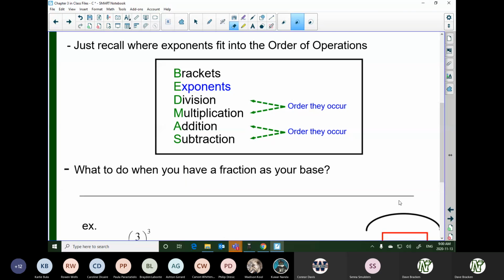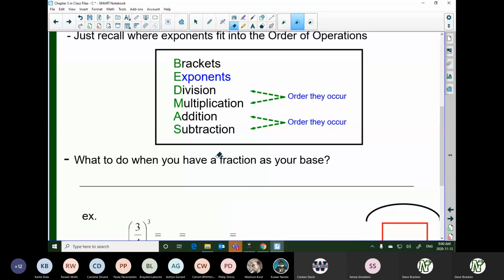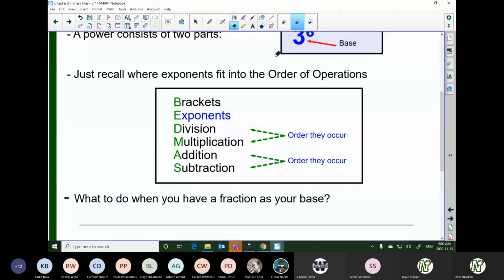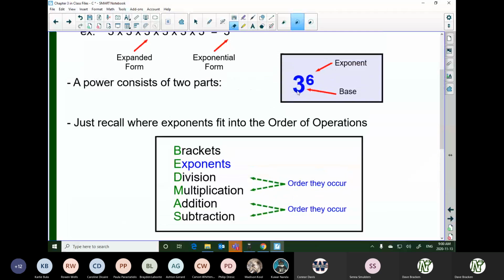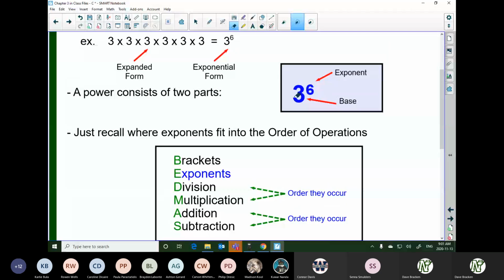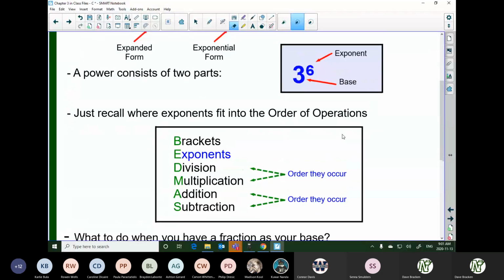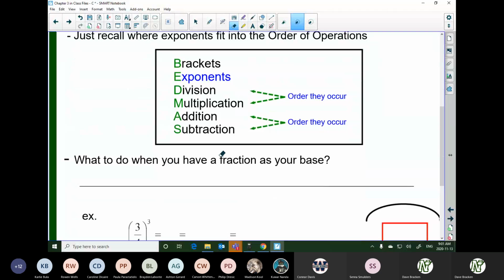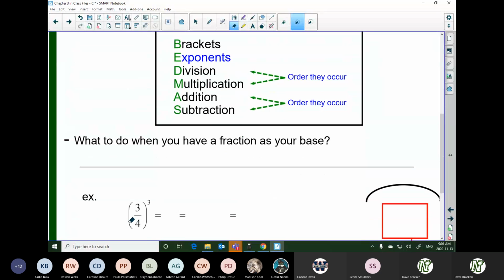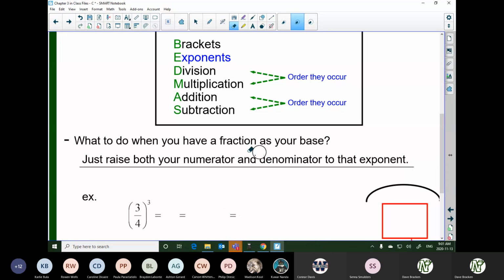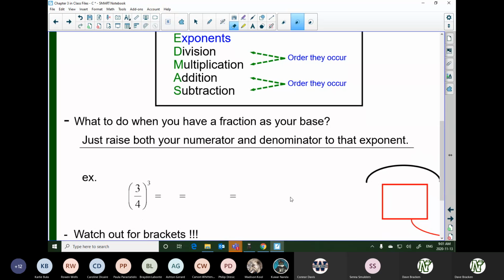All right, I see most people done here. So the next thing is, what do you do with a fraction? Up here, it was easy to see that 3 to the power of 6 is just 3 times 3 times 3 times 3 times 3 times 3. But what do you do if there's a fraction as your base? For example, what do you do if it's 3/4 raised to the power of 3? All you do is raise both your numerator, which is the top, and the denominator, which is the bottom, to that exponent. And I'll show you with this example.